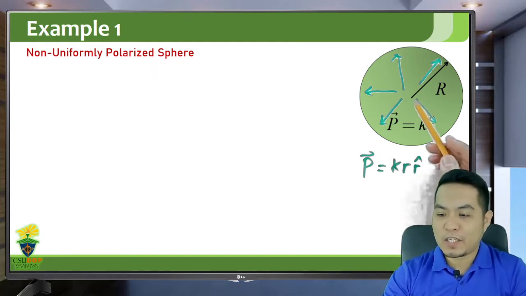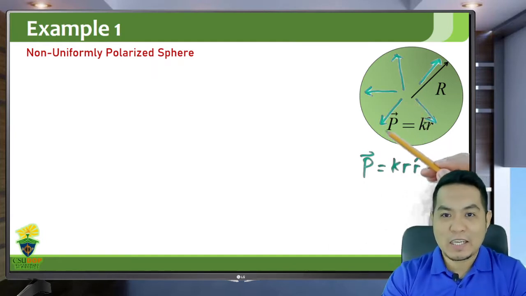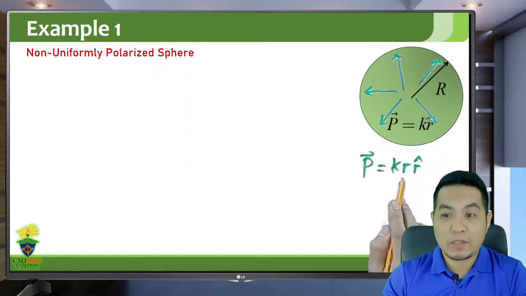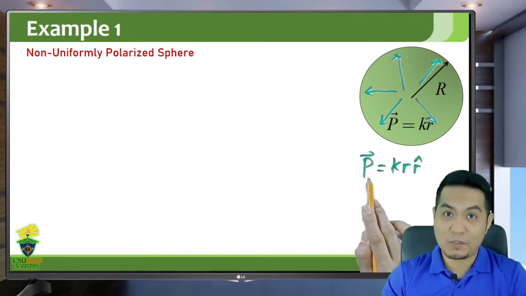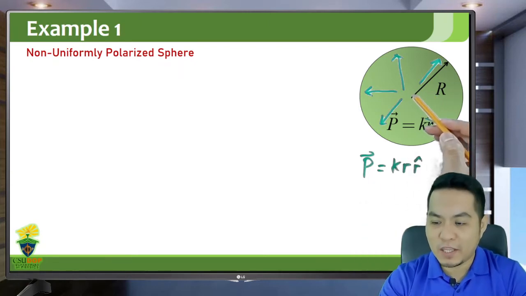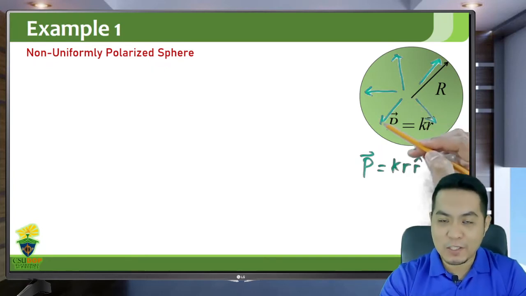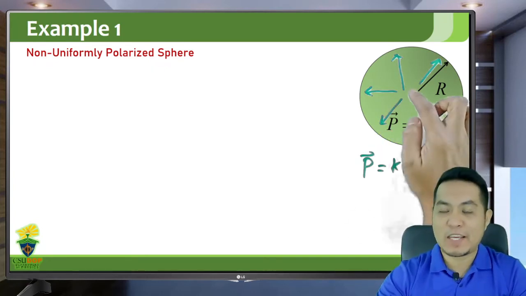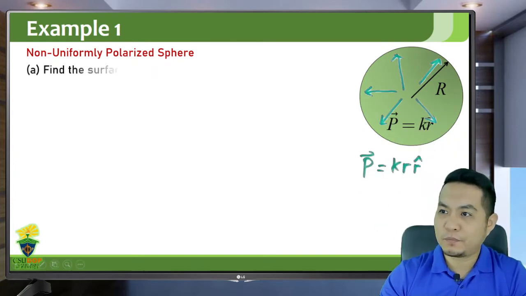So the polarization, as you go near the surface of this sphere, at r equal to capital R, is the maximum or the highest polarization. There's actually zero polarization at the center, and the polarization increases as you go from 0 to capital R, from the center to the surface.